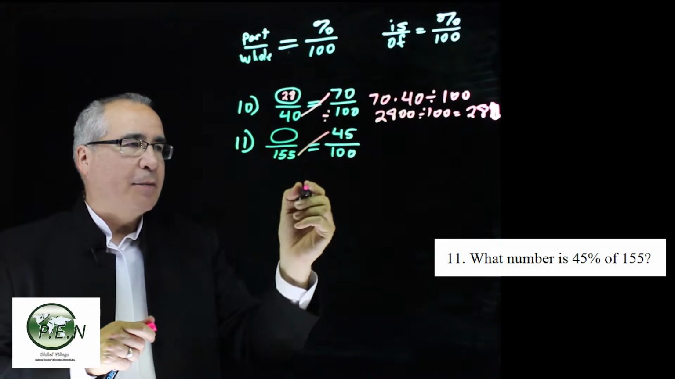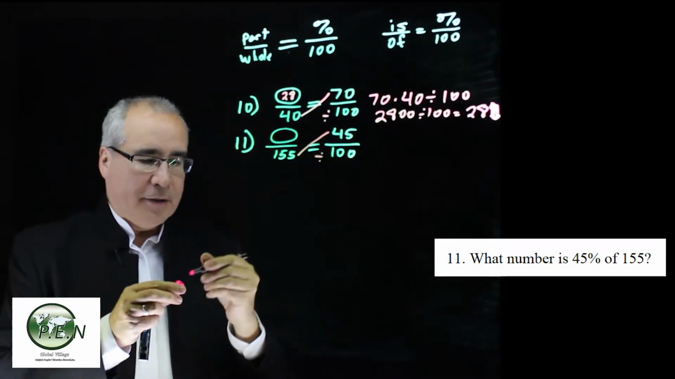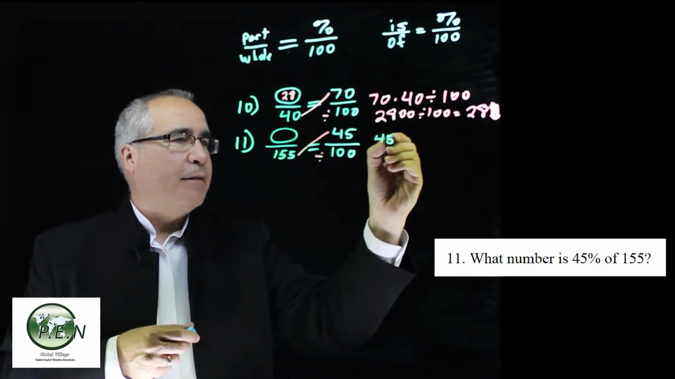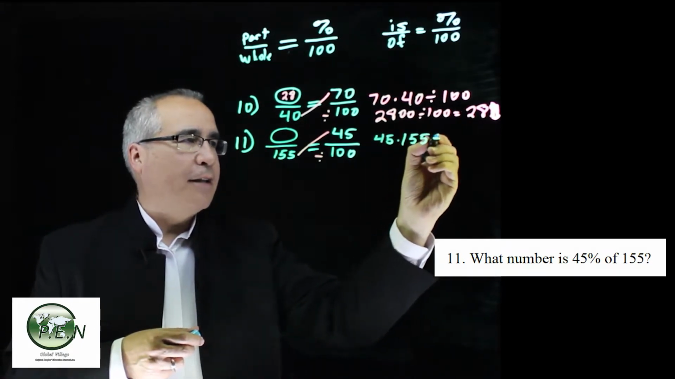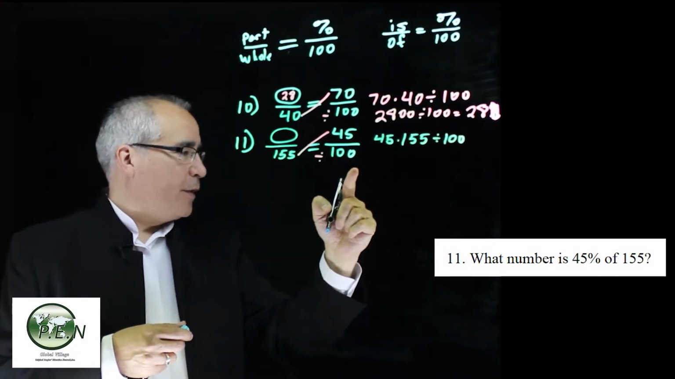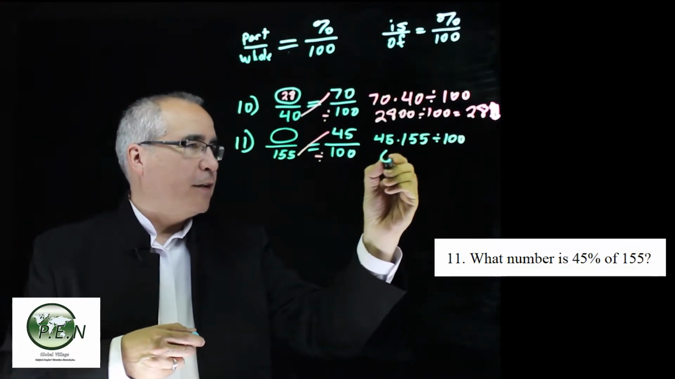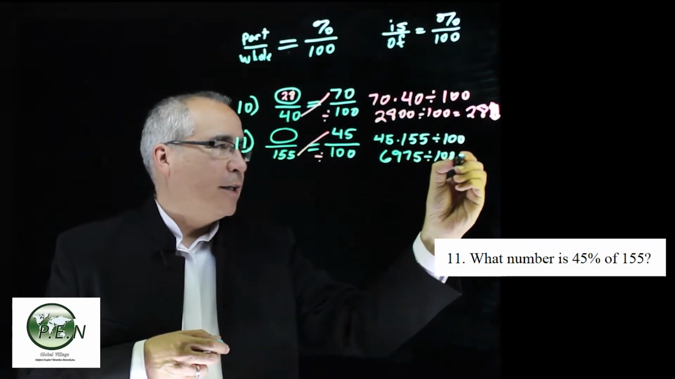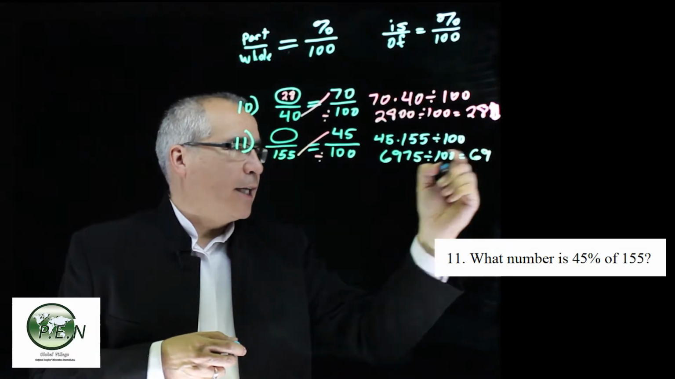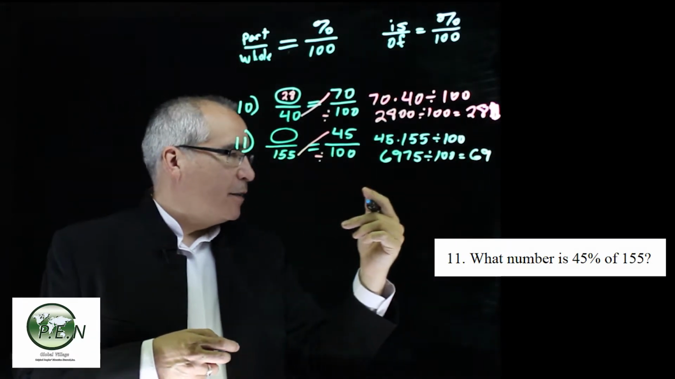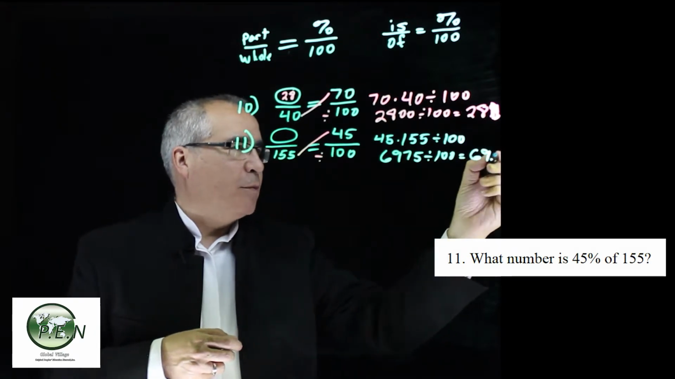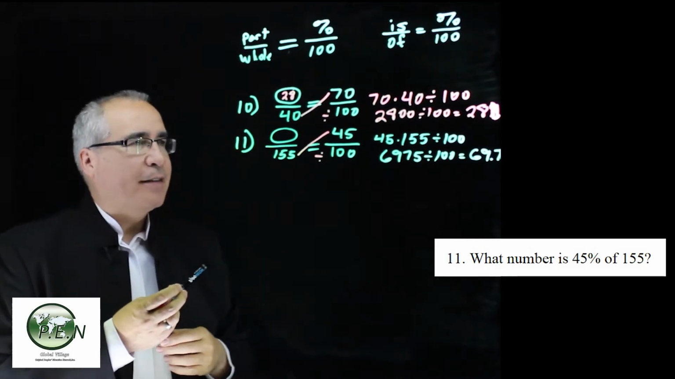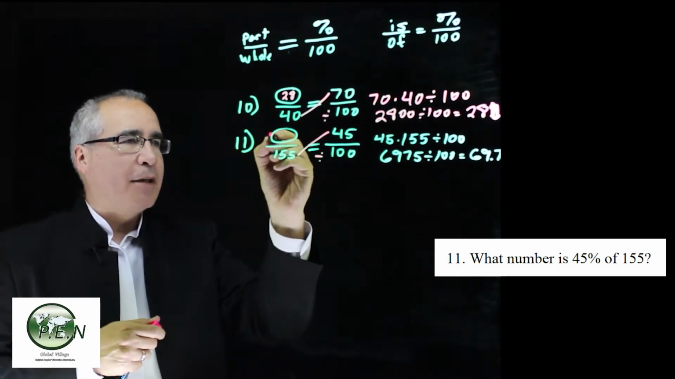Cross multiply, 45 times 155, then we'll divide by 100. So we do this as 45 times 155 and then divide by 100. 45 times 155 is 6,975. When we divide that by 100, we get 69.75. They didn't say whether to round it to one decimal place or two, so we'll just write the whole thing, 69.75. And again, this is not a percentage, it is a number.